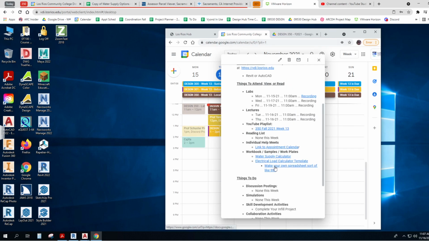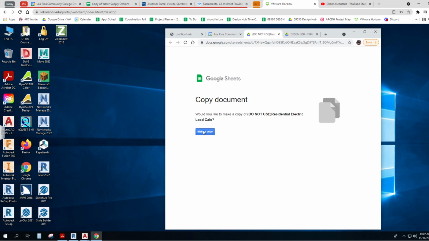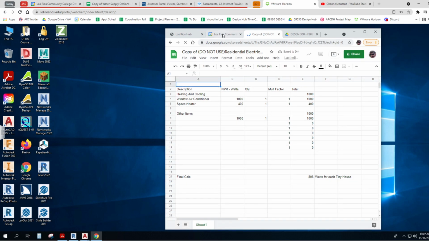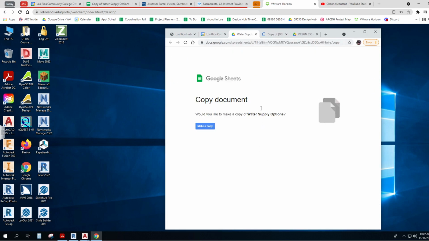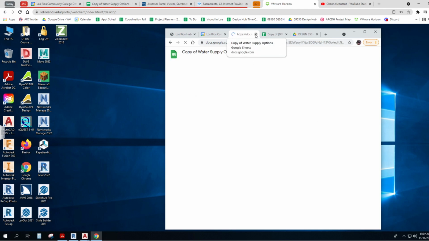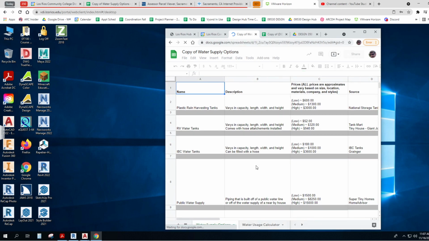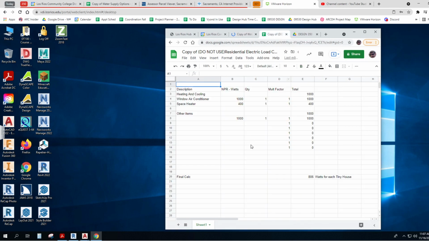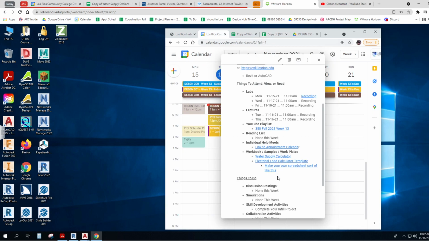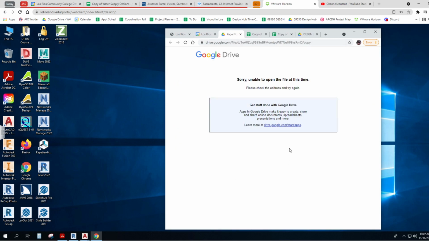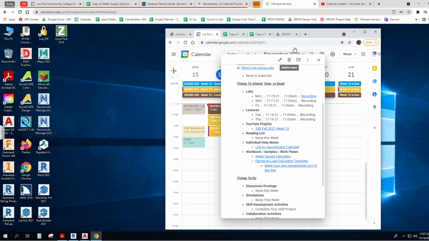That's bizarre. I wonder why that template wasn't available. Maybe it's because I made a copy of it. There's the water. There's that one. Okay, good. There we go. And we can go look and see what that electric load calculator looks like. It's really interesting that that's not available.